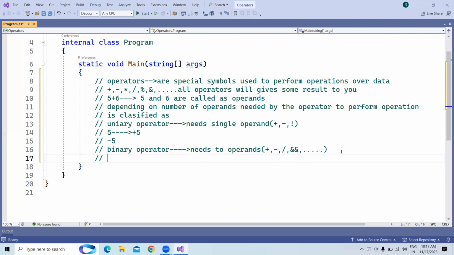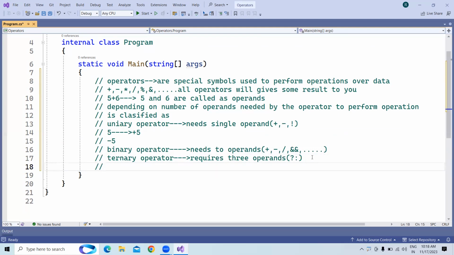The final, third one is the ternary operator. A ternary operator requires three operands. The operator in C# like this is the question mark and colon. It takes three operands to perform its operation, and it is called the ternary operator, or it can also be considered the conditional operator. So this is the basic classification of operators.